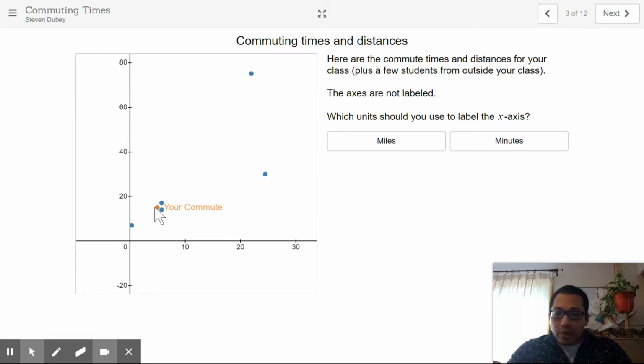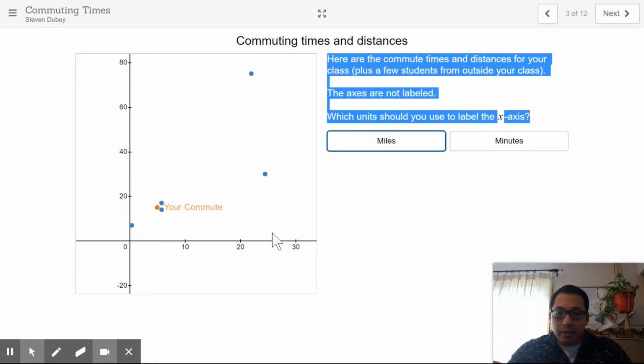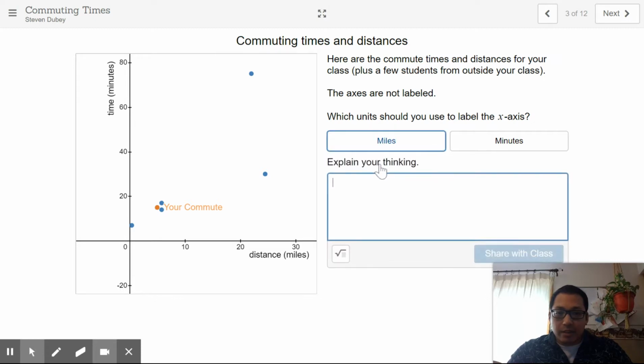It looks like, what did I put in? I said 15 minutes and 5 miles. So it looks like this is around 5. That should be the miles on the x-axis, and then 15 minutes on the y-axis. Yeah, that makes sense, rather than the other way around. I put in 5 miles and 15 minutes as my units.